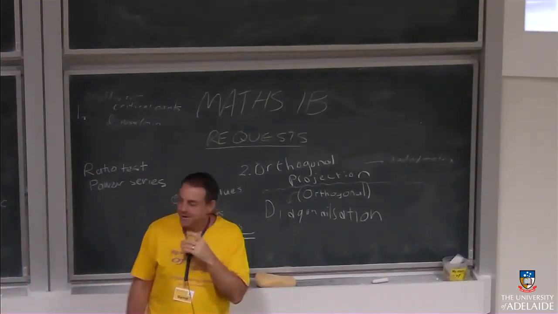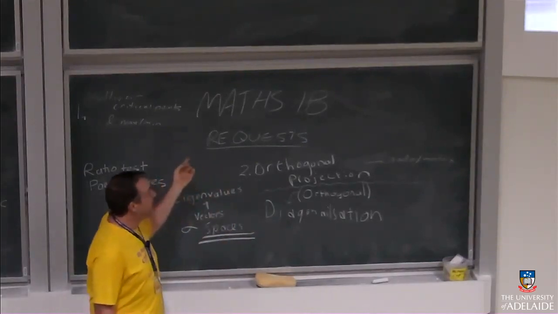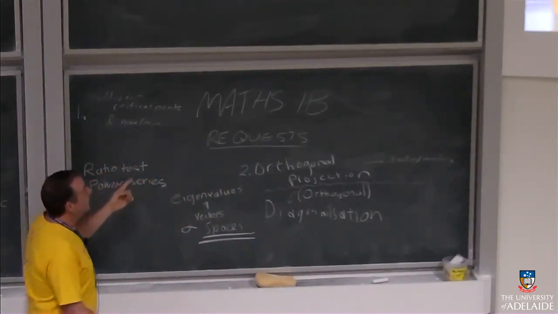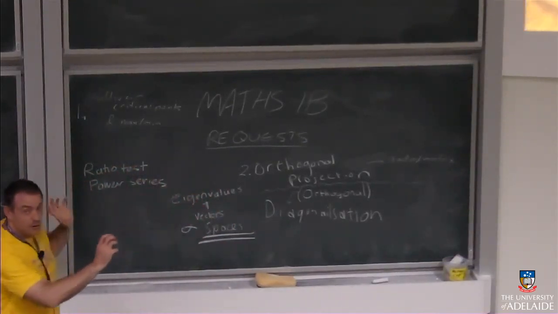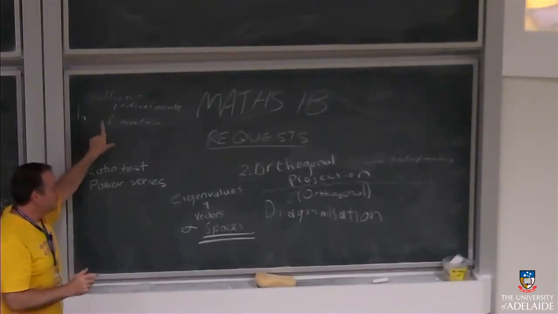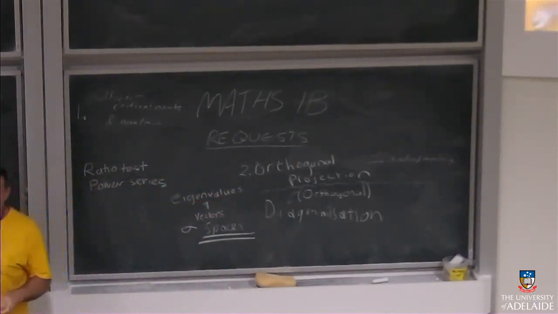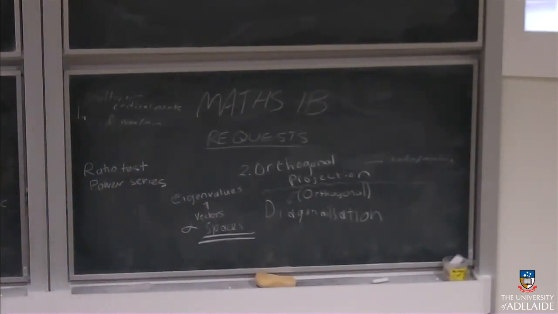Hello, I'm David. It's summer semester 2019, and we have a revision seminar for Maths 1B, which has got requests. People have written some things on the blackboard that I may or may not cover, and so far I've chosen that I will talk about the multivariable calculus critical points and orthogonal projection first, and then I'll see where I get to after that.